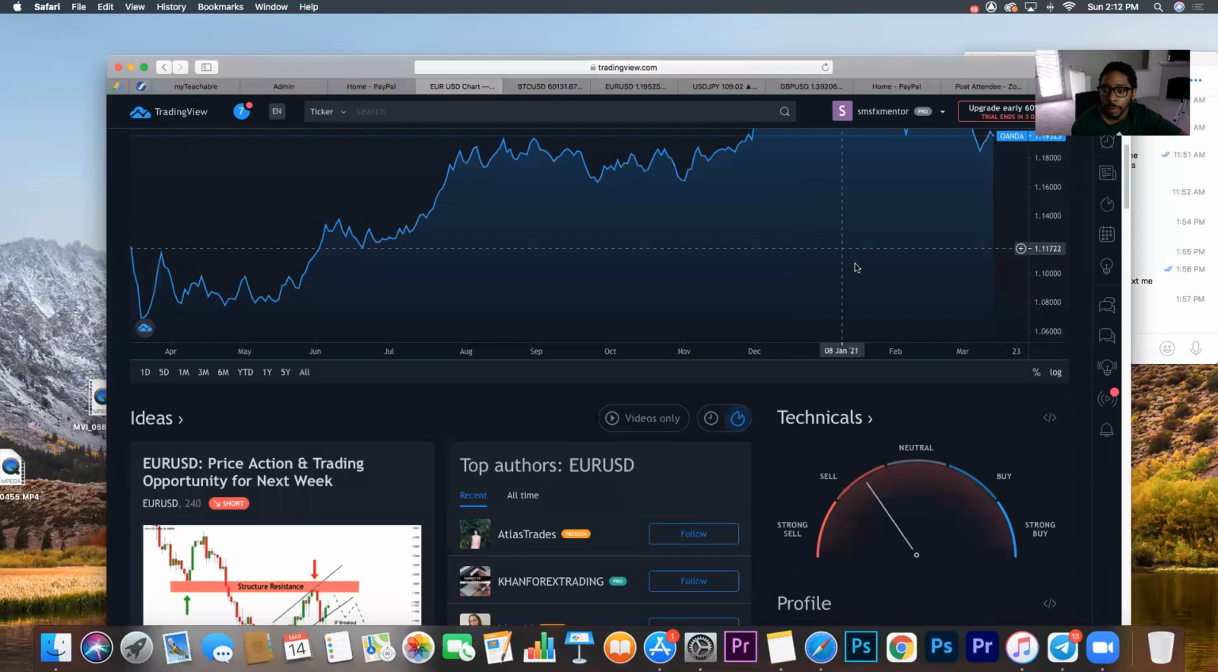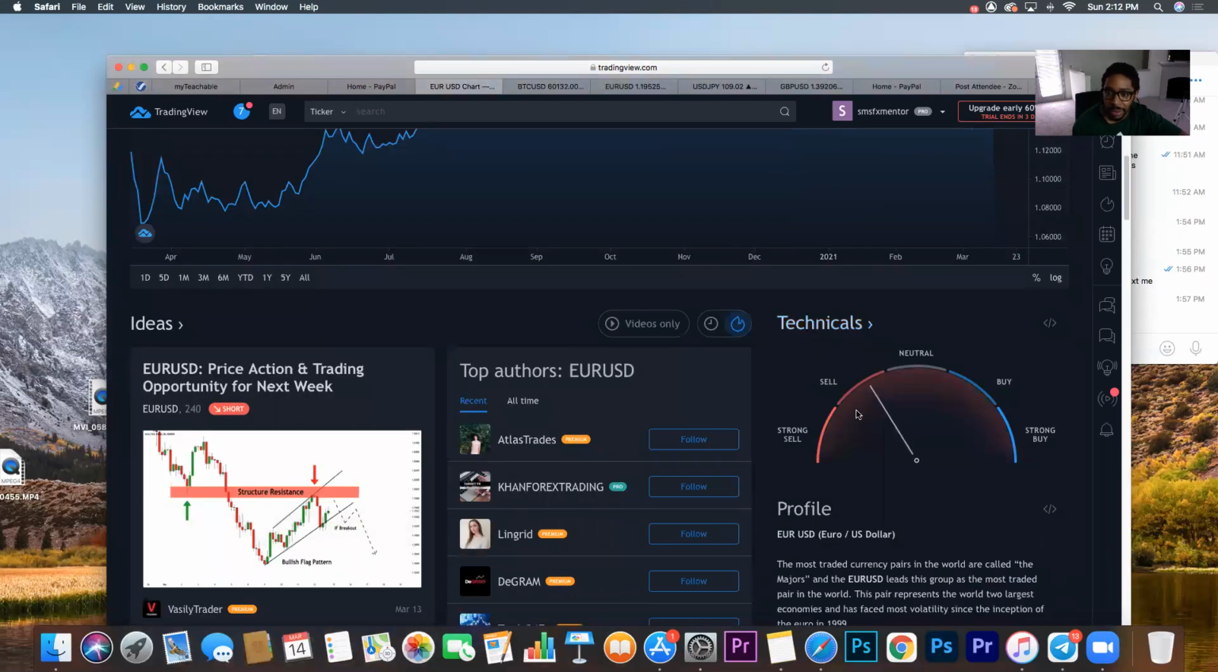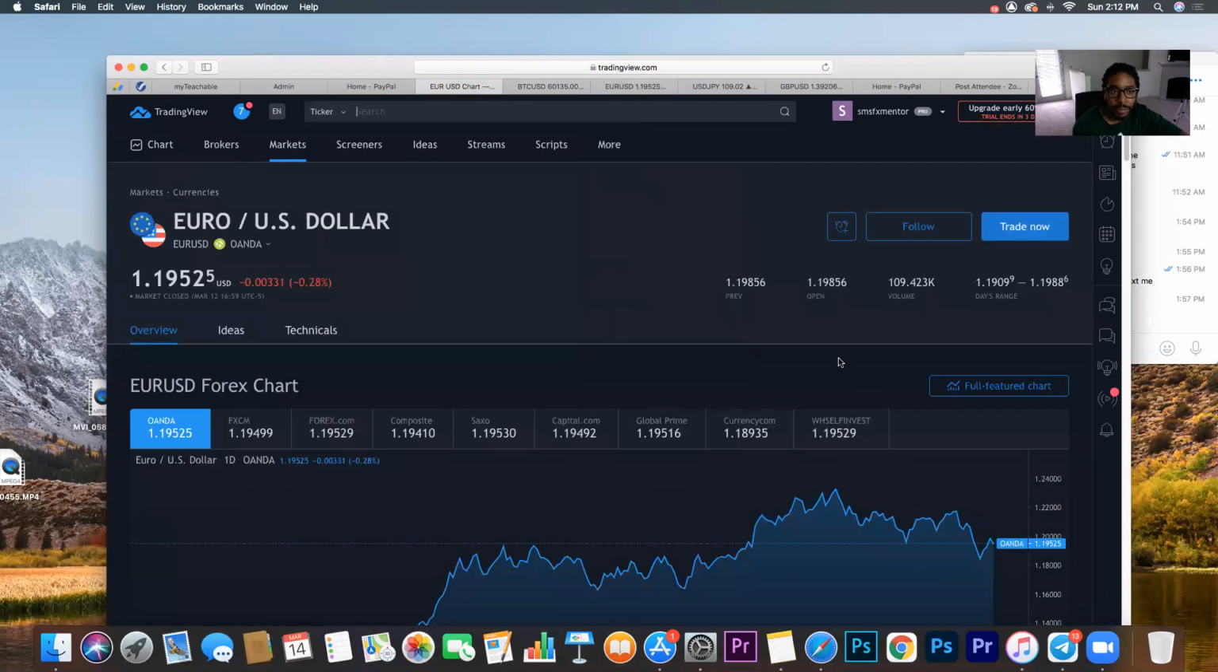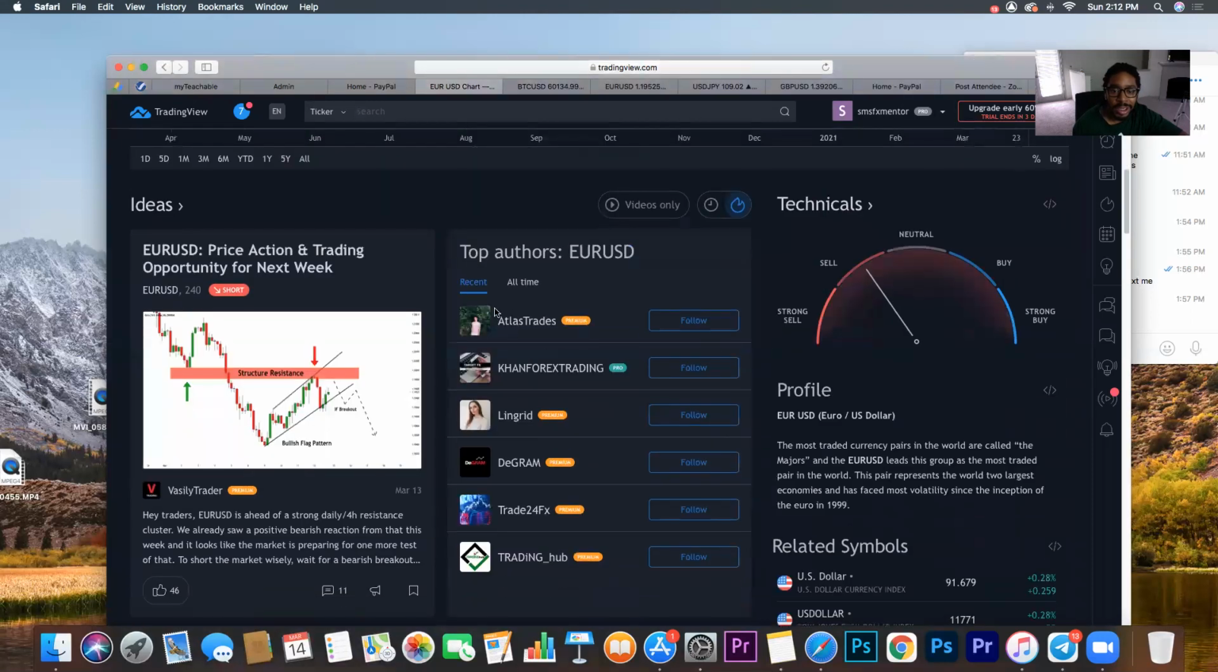You would type everything up, right? They have a little technical analysis here, sell for Euro. And in TradingView, you can come on here and make a free account, guys, or you can pay to access more things.